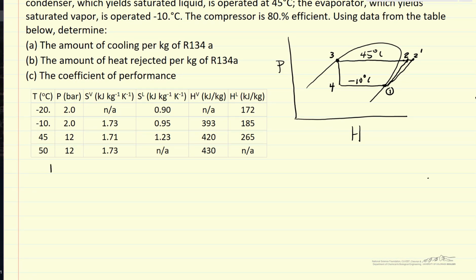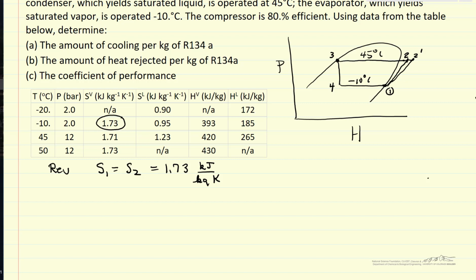For the reversible case, S1 would equal S2. And S1, this is saturated vapor, minus 10 degrees C. Here's the entropy. So S1, which is equal to S2, is 1.73 kilojoules per kilogram degrees Kelvin. So S2 now has to have that same entropy. Of course, S2 is at a higher pressure.